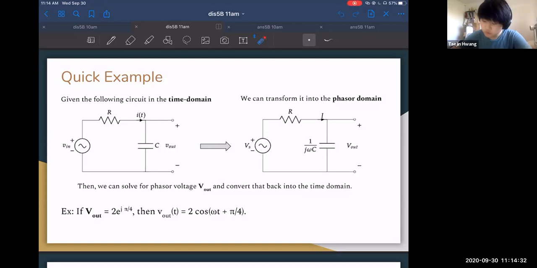In this case, if we want to find V out, we solve for the V out phasor, and then we convert that back into time. To give an example, if V out was equal to 2e to the j pi over 4, then in the time world, V out of t is just going to be equal to the magnitude 2 cosine of omega t plus pi over 4. So it's really just another way to represent a sinusoid without thinking about time. So any questions about what's been going on so far?